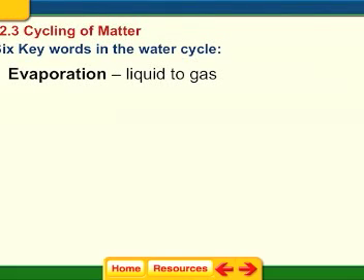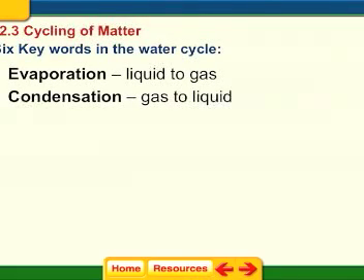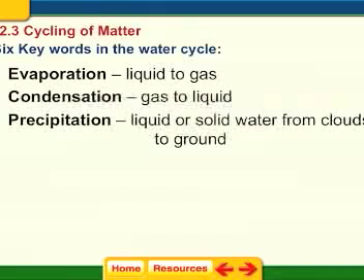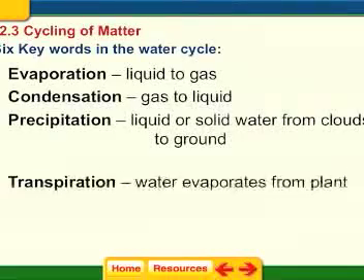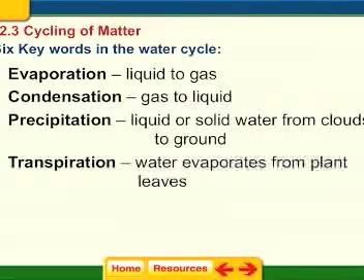Evaporation is changing from a liquid to a gas. Condensation is gas to a liquid. Precipitation is where you're going to get liquid or solid water from the clouds down to the ground. Transpiration might be a new one for you. It's when water is evaporating out of plant leaves. And that's an important one to remember. It's actually a major source of water being returned to the atmosphere.